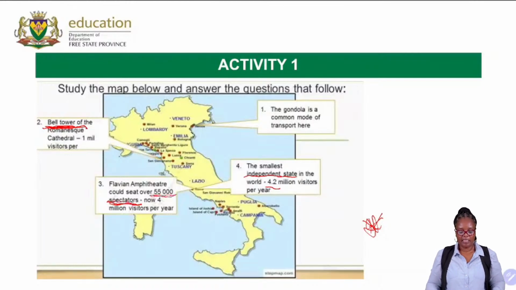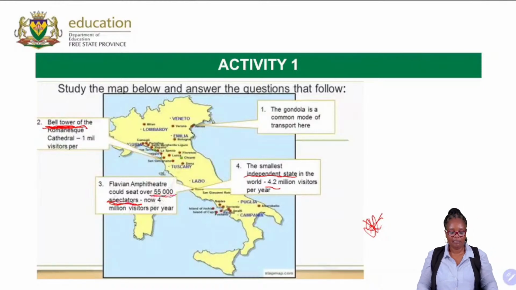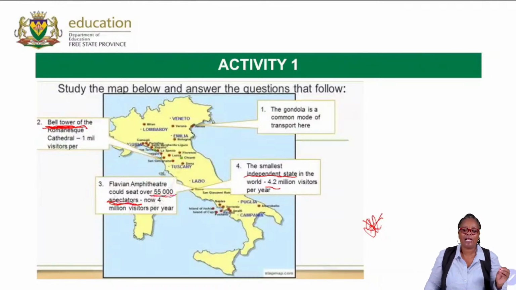So the fourth one says that it is the smallest independent state in the world. The smallest independent state that we talk about is the Vatican City. Remember we said that it's independent. They are doing their own thing. They even have their own currency. And they are found within Rome, the smallest independent state inside, within Rome, the Vatican City.